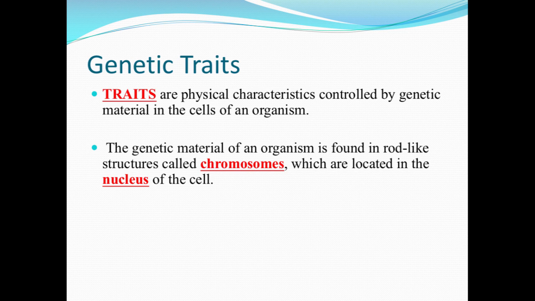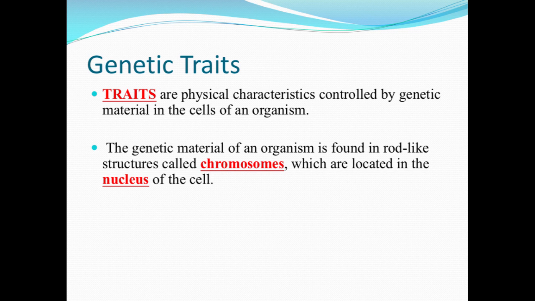So let's talk about the actual definition of a trait. A trait is the physical characteristics that are controlled by your genetic material. So if you have blue eyes, that is a trait. The gene that codes for your blue eyes is not. The gene is what makes it happen. The trait is what we see. If somebody has curly hair, that is a trait. It's a physical characteristic that you can lay your eyes on.